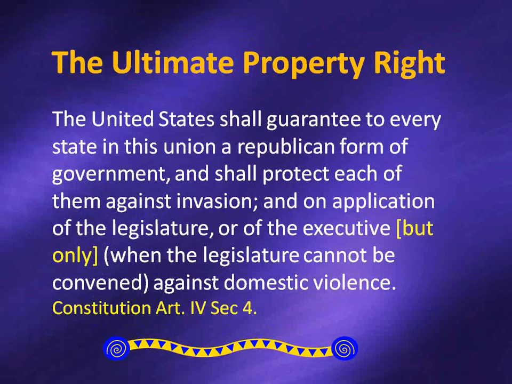This involves the ultimate property right. The United States shall guarantee to every state in this union a republican form of government and shall protect each of them against invasion and on application of the legislature or of the executive, but only when the legislature cannot convene against domestic violence. Article 4, Section 4 of the Constitution. So this is an important tool that we need to really think about and work on. We're guaranteed a republican form of government. We don't have it right now. Let's do something about that.